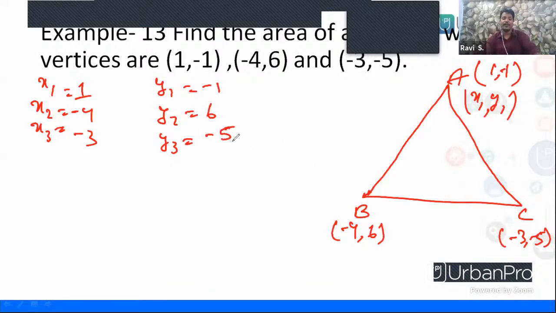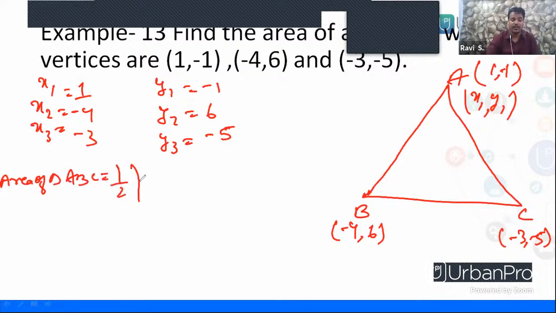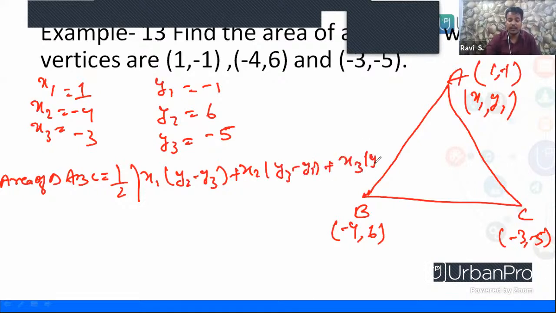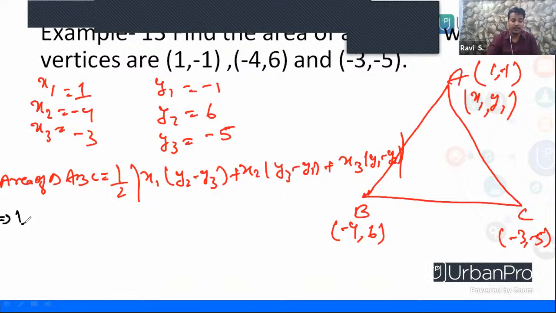Okay, so we are using the formula of area of triangle. See, so area of triangle ABC, guys, I told you the formula. The formula is 1/2 [x1 (y2 - y3), again the x2 (y3 - y1), and lastly the x3 (y1 - y2)]. Okay, guys, just put the values here. So if you put down the values, 1/2 x1, in place of x1 you write 1, and put the bracket here.